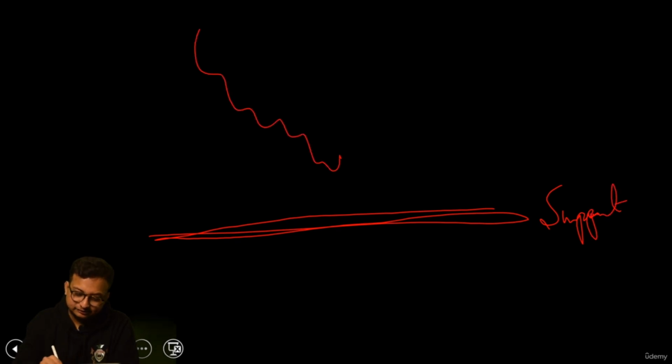Let's say there was a support. This was a support level, right? This was a very good support level. Clear? And the market was moving like this. Market gives a breakout here.